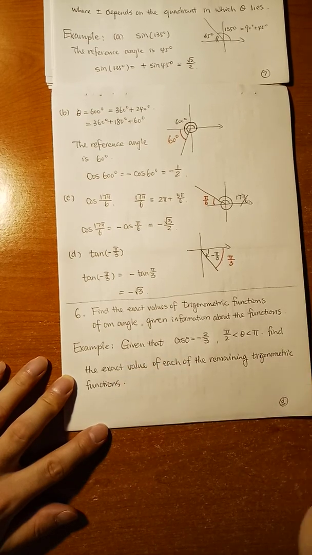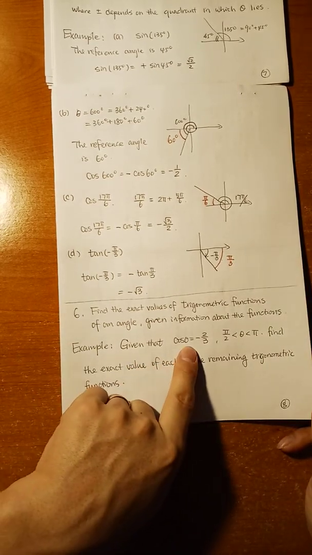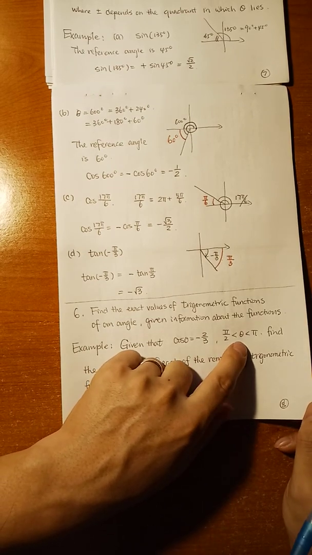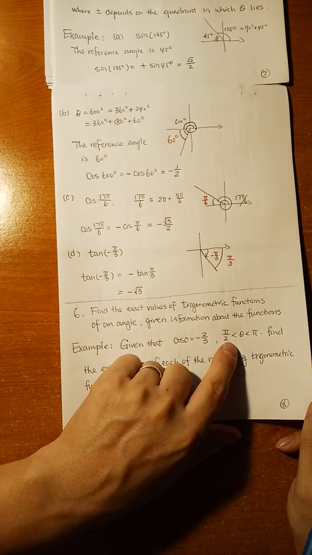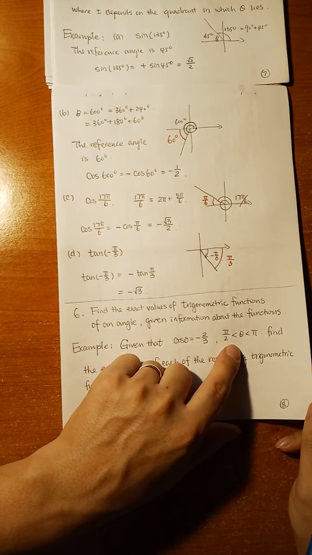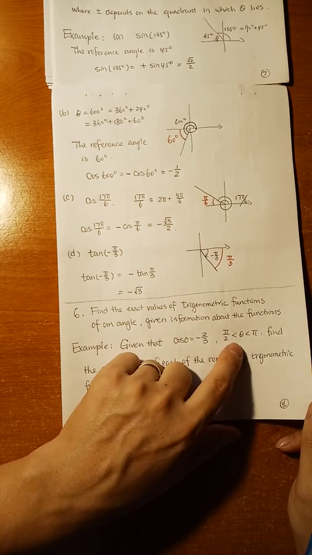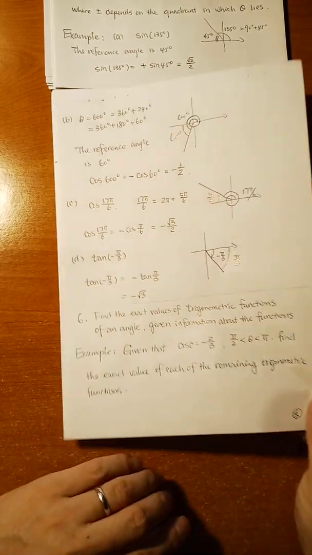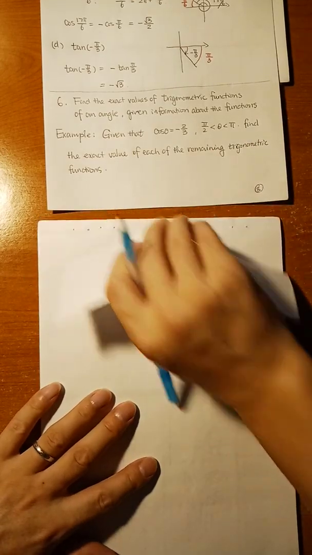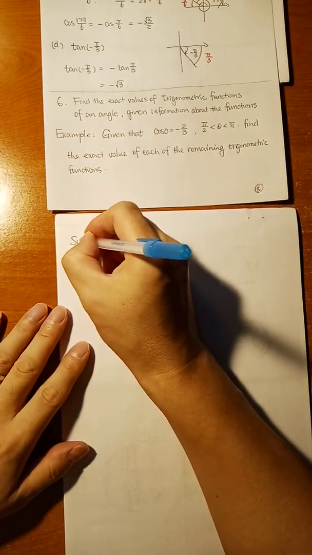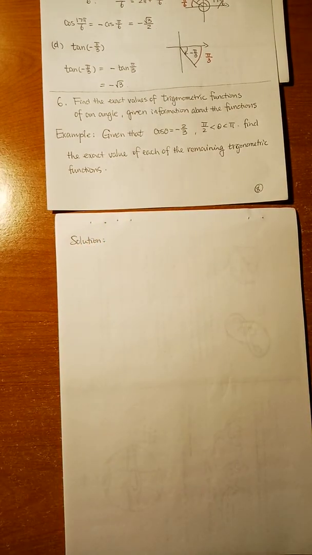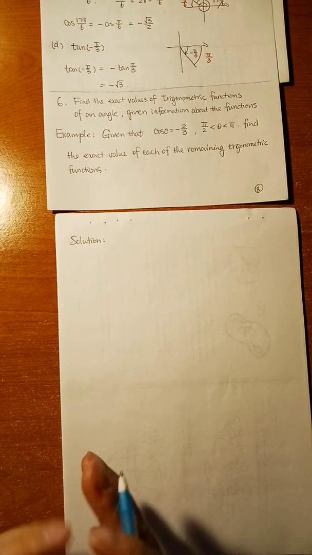Okay, so we only have one exact value, but we have the position. It's in the second quadrant. Between pi over 2 and pi, it's in the second quadrant. You have an exact value and the position. We can determine the other 5 trig values. How do we do that? Let's do it in 2 different ways.